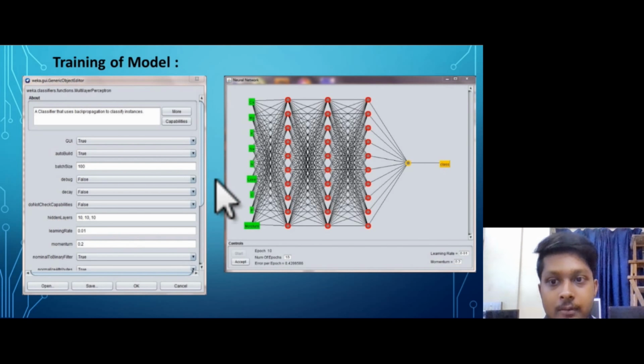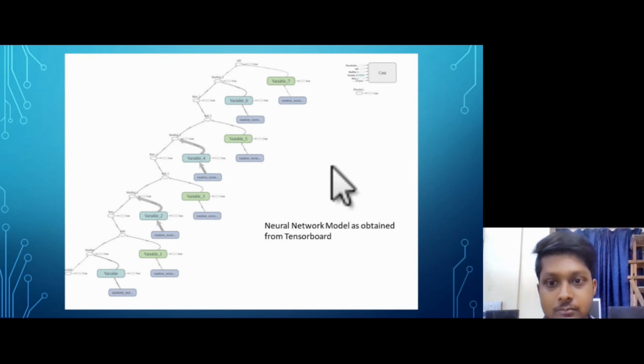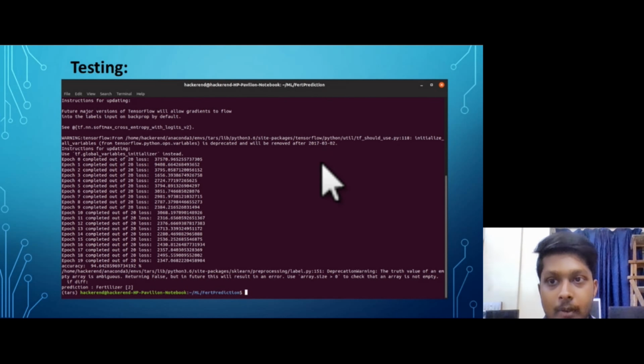These are two snippets from Weka, which we demonstrated earlier in our presentation. This is the neural network model that we obtained from TensorBoard, which is a visualizing tool used in the TensorFlow framework. We also demonstrated it earlier. Now, after the training was completed, testing was done, and the accuracy was around 97%.